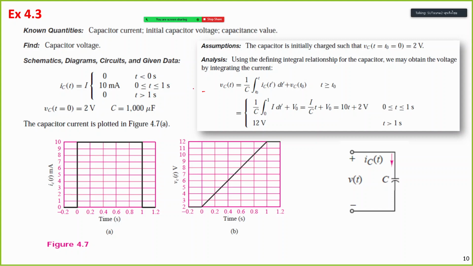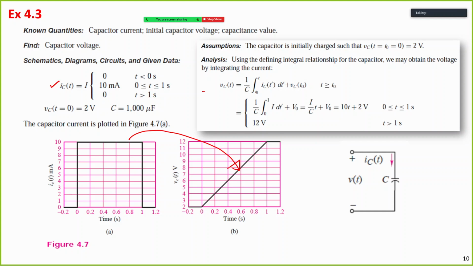Then let's see another example. If we know the current, right? The current is 0, then 10, and then 0 again, right? It means that if the current is 0, there is no voltage change at all, right? We can use this relation, right? Integrate the current. So the voltage is the integration of this value. So it shows the slope of this graph also here.